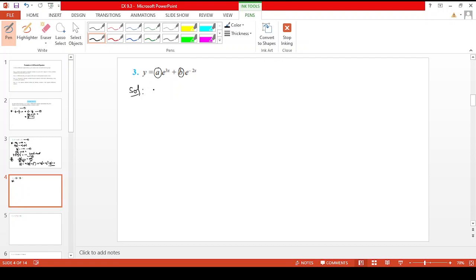So we need to differentiate the given curve twice. First differentiation: y dash is equal to e power 3x differentiation, which is 3 into e power 3x, plus b, of course, into the differentiation of e power minus 2x, which is minus 2 times e power minus 2x. This is the first time. Second time differentiation is 3 into 3, so 9a e power 3x, plus 4b e power minus 2x.